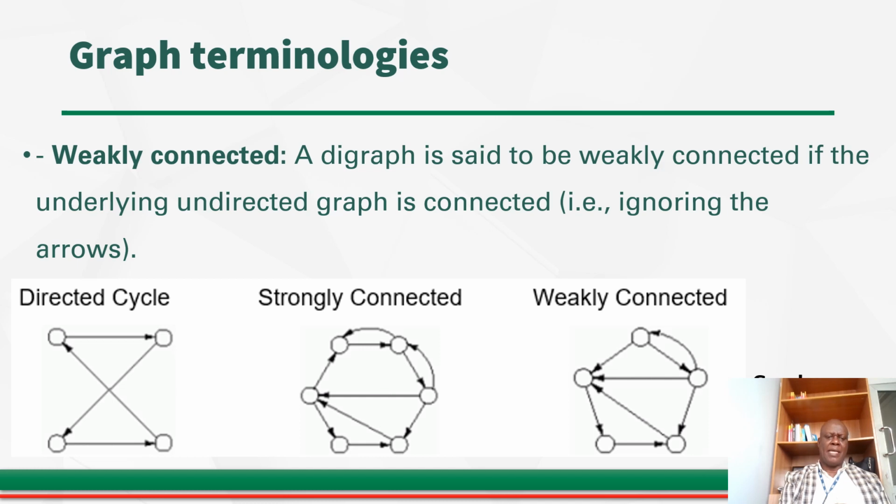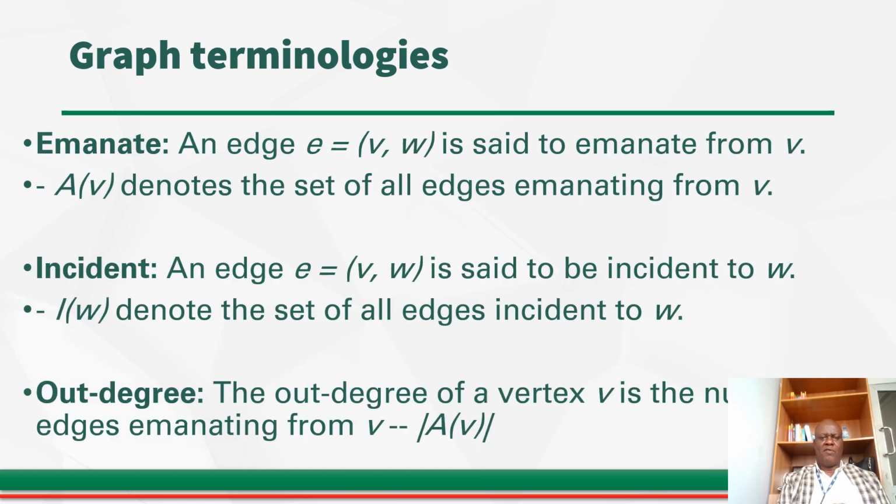So this is a directed circle, moving through a particular direction like that. That is a directed circle, strongly connected, and that is weakly connected. Then we have other terminologies like emanate. An edge E connecting V and W is said to emanate from V. A(V) denotes the set of all edges emanating from V. Incident: an edge E, that is the edge E equals VW, is said to be incident to W. I(W) denotes the set of all edges incident to W.